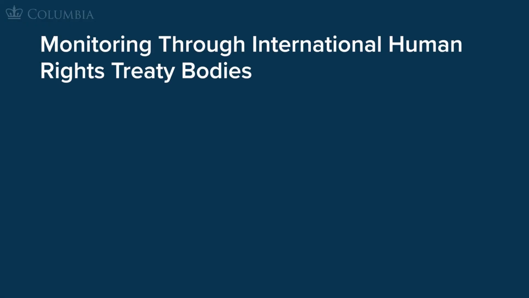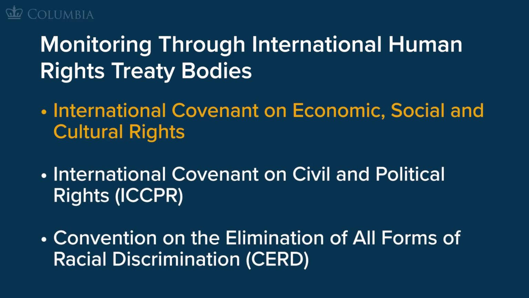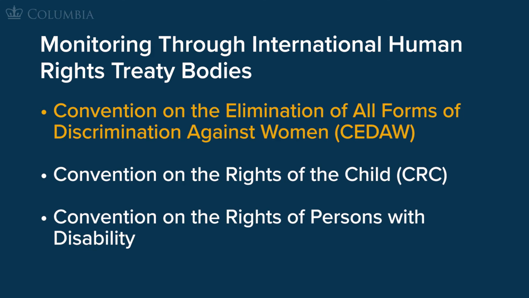The monitoring of the human rights obligations of states to respect, protect, fulfill, and remedy human rights has been mainly done in two ways. One way of monitoring is through the international human rights treaty bodies, each established under a human rights treaty, including the International Covenant on Economic, Social, and Cultural Rights, the International Covenant on Civil and Political Rights, the Convention Against Racial Discrimination, the Convention on the Elimination of All Forms of Discrimination Against Women, the Convention on the Rights of the Child, and the Convention on the Rights of Persons with Disability.